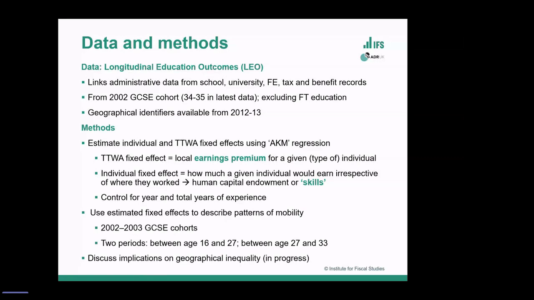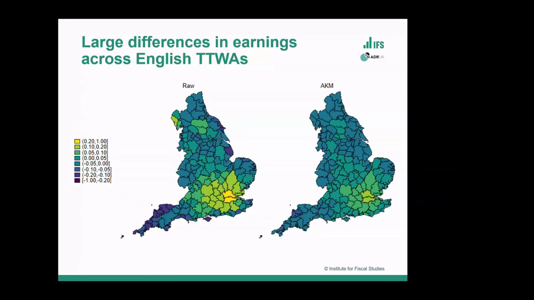Then we look at mobility between ages 27 and 33, a time when people are thinking about settling down, maybe having kids, or at least starting to think about having children. So that's later migration. We look at how patterns of mobility differ across these two periods, and then we discuss implications for geographical inequality. I should note that this project is still very much work in progress, and this in particular is an area we're still working on, but I'll show you some preliminary results.